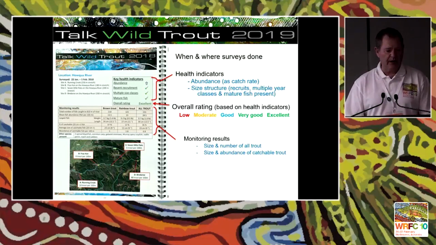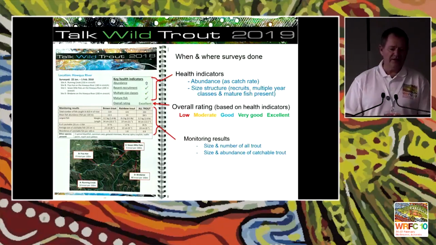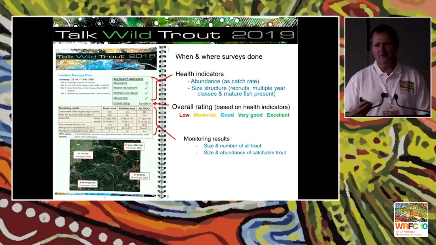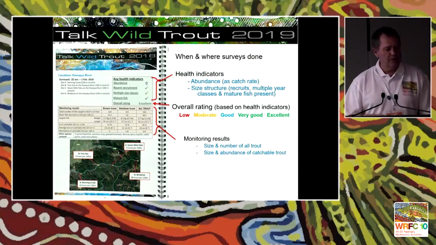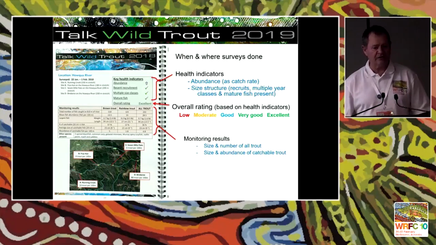On one side of the page we had a description about where and when we surveyed the waters. We had a map of where we surveyed. We added in there what we thought were the important health indicators, as I mentioned, abundance, size, structure, and we tried to then give them an overall rating. As you can see, we've used ticks and crosses to describe how we thought they looked, and when we put in an overall rating, we went along the lines of saying, well, it was low, or was it moderate, good, or very good, or excellent.